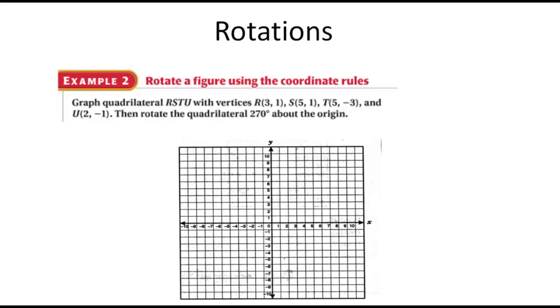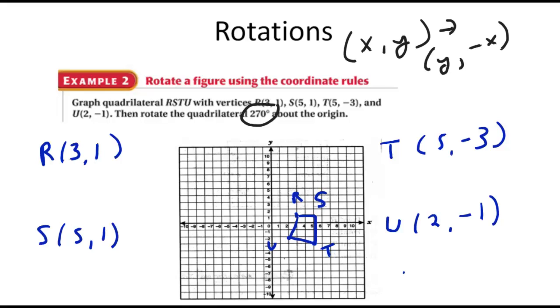So I'm going to pause right here and graph this figure that they tell me to graph. I find these particular problems much easier to graph by using my coordinates and using my rule. So my R, if I look at my rule, says change the order, so it becomes 1, and change the sign so it's a negative 3. That would be R prime.